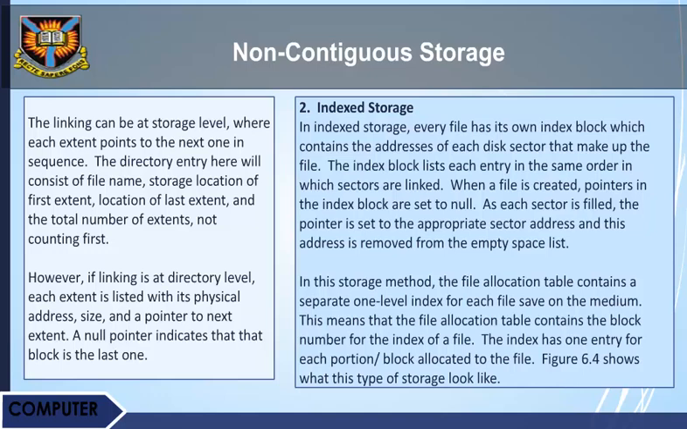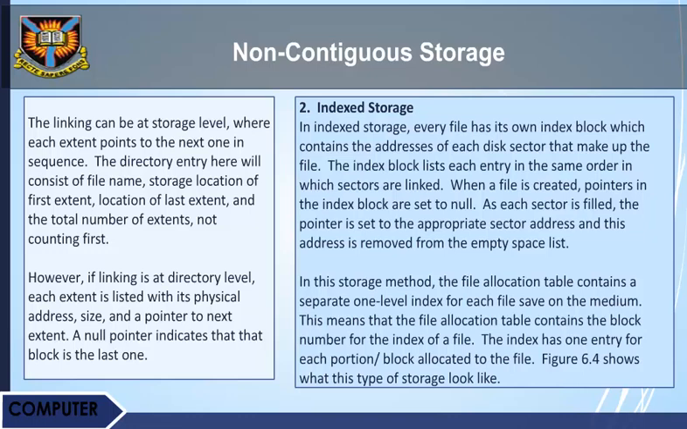As each sector is filled, the pointer is set to the appropriate sector address, and this address is removed from the empty space list. In this storage method, the file allocation table contains a separate one-level index for each file saved on the medium. This means that the file allocation table contains the block number for the index of a file. The index has one entry for each portion block allocated to the file.